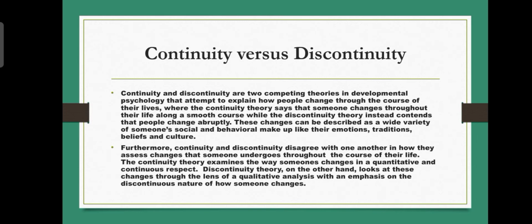Continuity and discontinuity are two competing theories in developmental psychology that attempt to explain how people change through the course of their lives, where the continuity theory says that someone changes gradually throughout, while discontinuity says that people change abruptly. These changes can be described as a wide variety of someone's social and behavioral makeup, like their emotions, traditions, beliefs, and culture. Furthermore, continuity and discontinuity disagree with one another in how they assess the changes that someone undergoes throughout the course of their life.